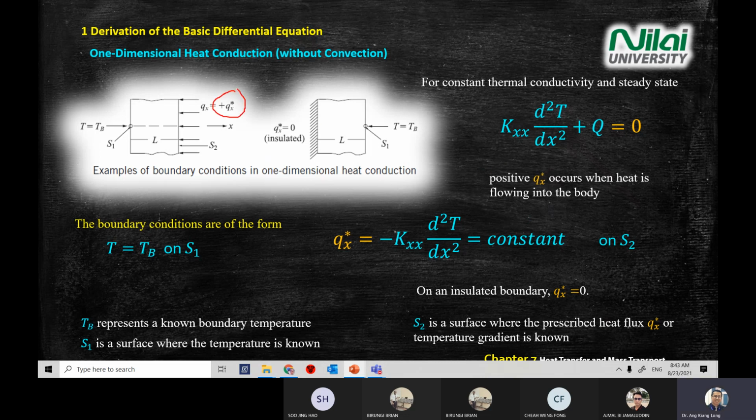What is meant by positive Q here? It is explained by this statement on the screen. When you have a positive Qx with a star, there is heat going into the body. Every time you see a Q with a positive value when you draw your free body diagram, the Q arrow is always pointing into the surface. Just take note of this one.